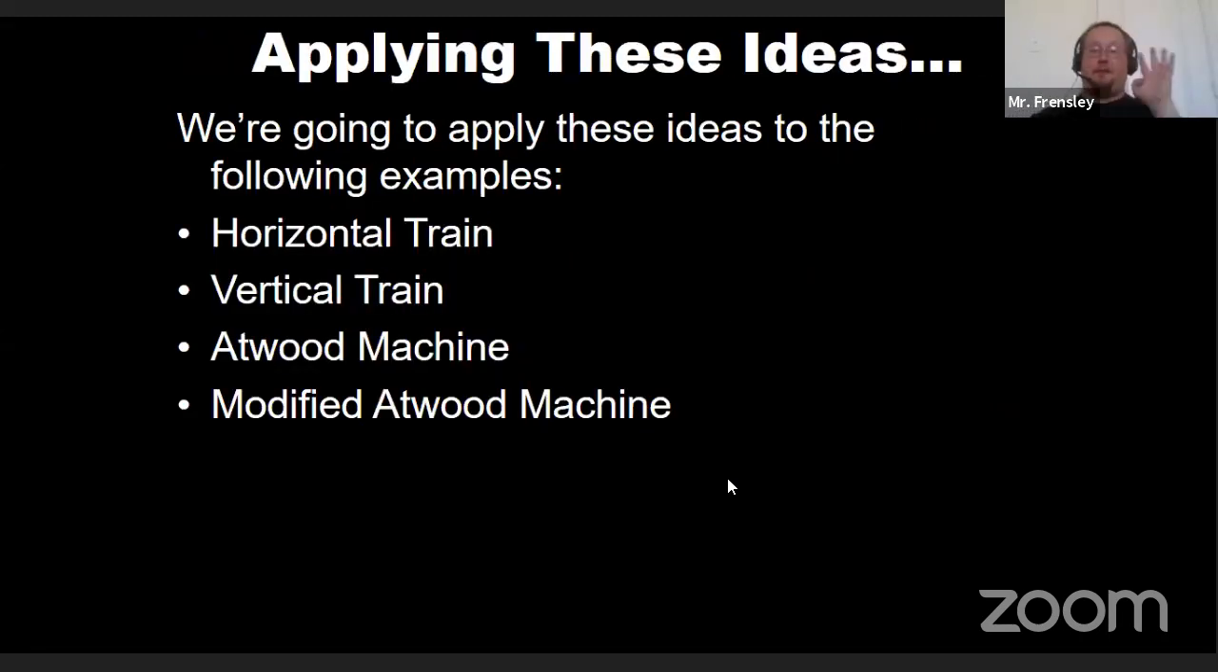So we're going to apply these to 4 examples: the warm-up, the horizontal train of blocks. Then we're going to take the train of blocks and pull it upward or lower it downward, right? So I call that a vertical train. Then an Atwood machine, it's 2 objects that are connected by a pulley. Then a modified Atwood is where one of the objects might be on an incline or on a table or whatever. Today, they're going to be on a table, right?